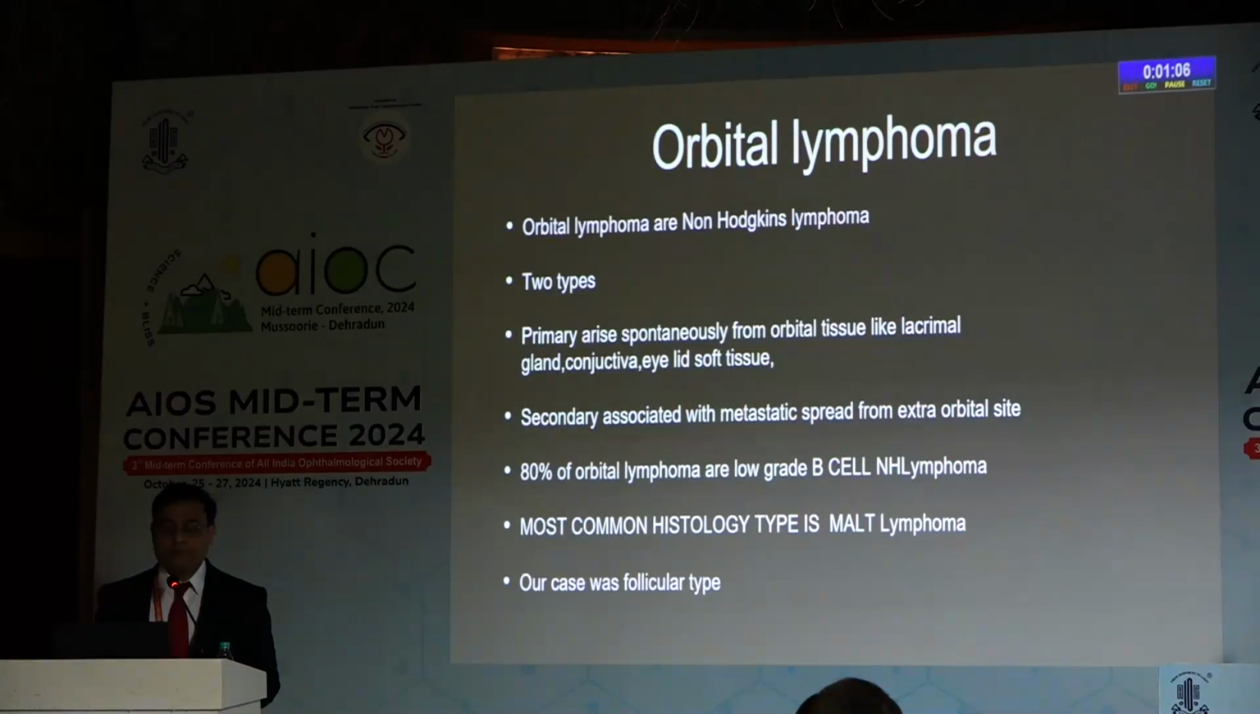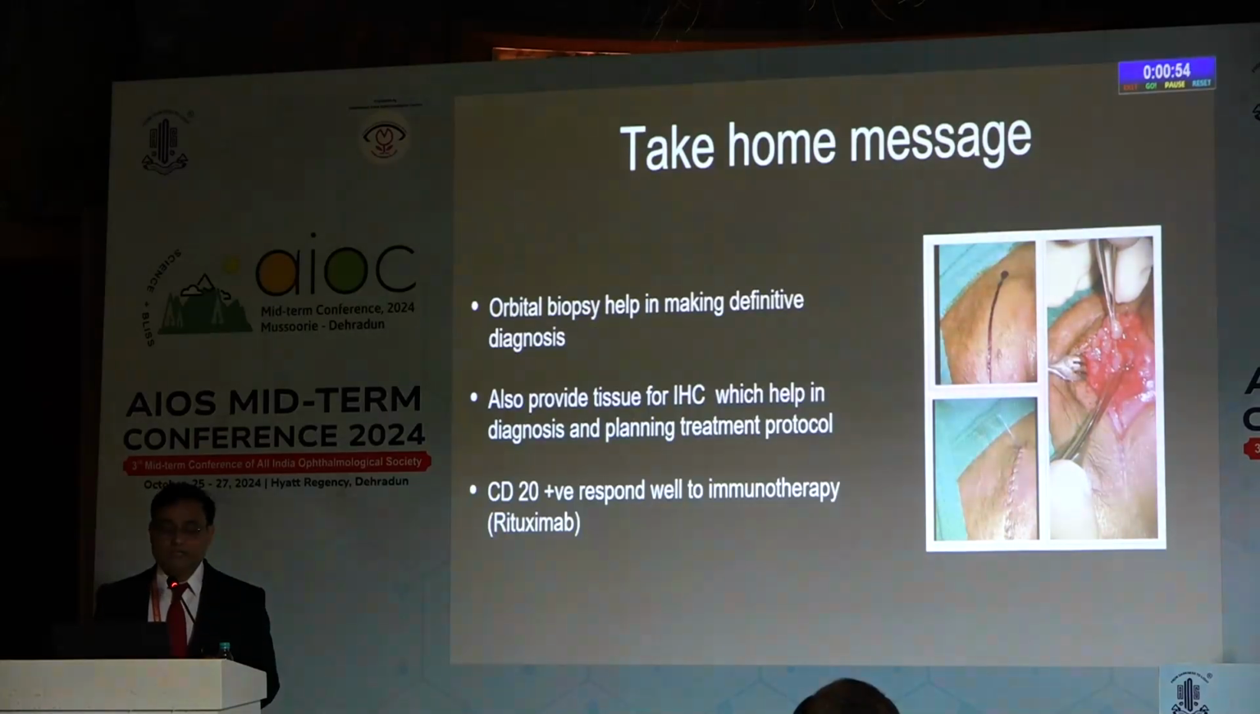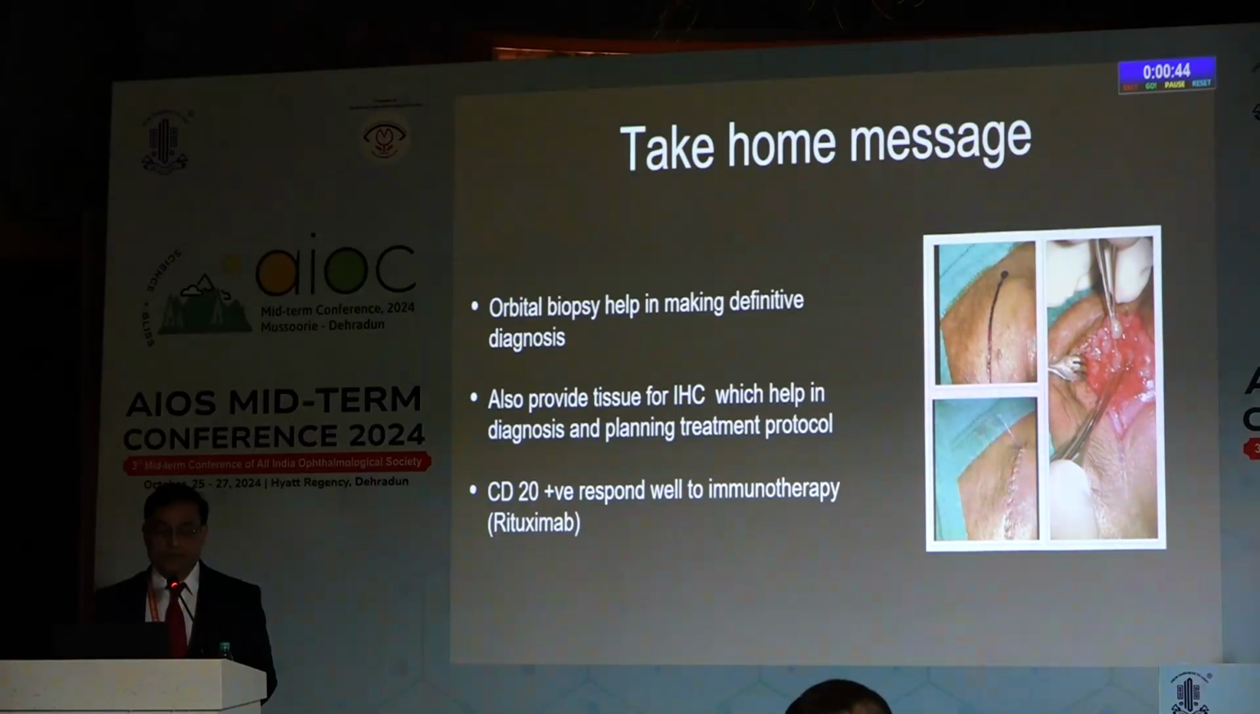So orbital lymphomas are mostly non-Hodgkin's, and 80% of orbital lymphomas are low-grade B-cell non-Hodgkin lymphoma, mostly the MALT type, but our case was a follicular type. The take-home message is that orbital biopsy helps in making a definitive diagnosis, and it also provides tissue for immunohistochemistry, which helps in diagnosis and planning the treatment. As our case was CD20 positive, he responded very well to immunotherapy with rituximab. Thank you.